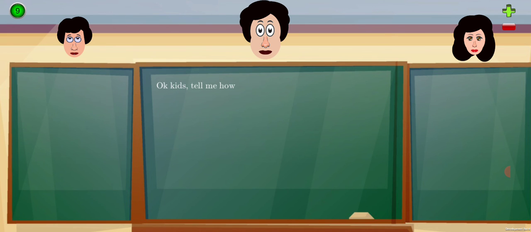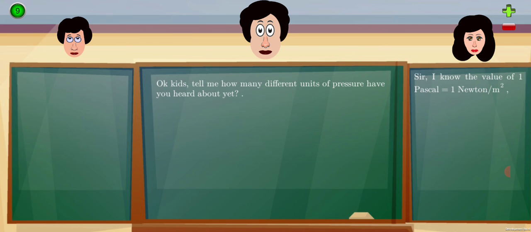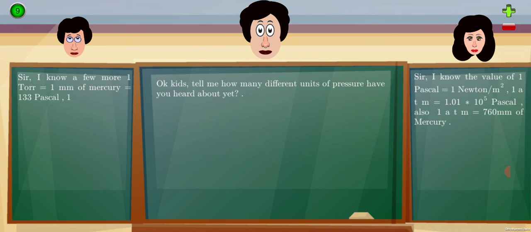Okay kids, tell me how many different units of pressure have you heard about yet? Sir, I know the value of 1 Pascal equals 1 Newton per square meter, 1 atm equals 1.01 times 10 to the 5 Pascal. Sir, I know a few more. 1 torr equals 1 millimeter of mercury equals 133 Pascal, 1 bar equals 10 to the power of 5 Pascal.